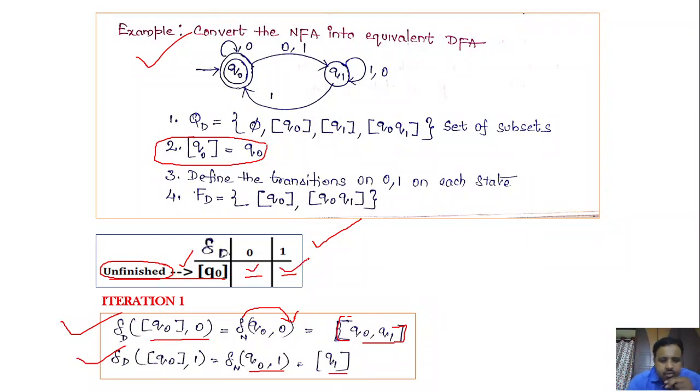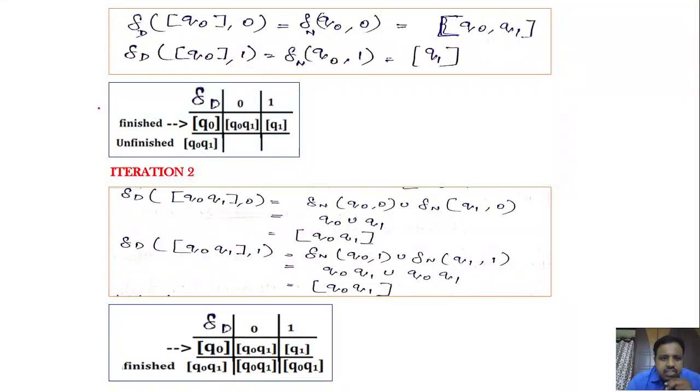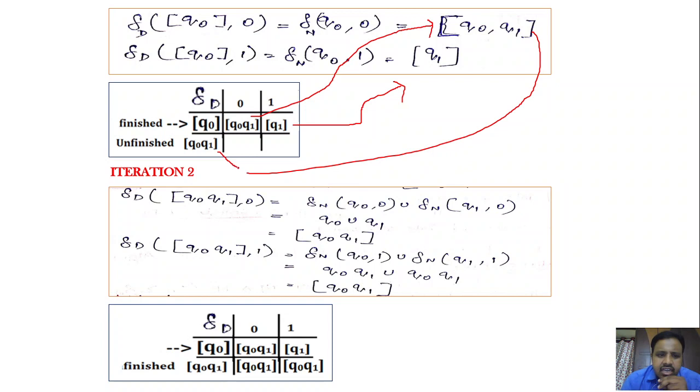So the moment we enter those values, it becomes finished. See, it becomes finished. Why? Because we have entered these values, right? Done. Next, out of these new states, identify one state and specify the transition for it. So here we are selecting Q naught Q1 as an unfinished state. So we have to specify the transition for this state on 0 and 1. So just write down delta D of Q naught Q1 comma 0.